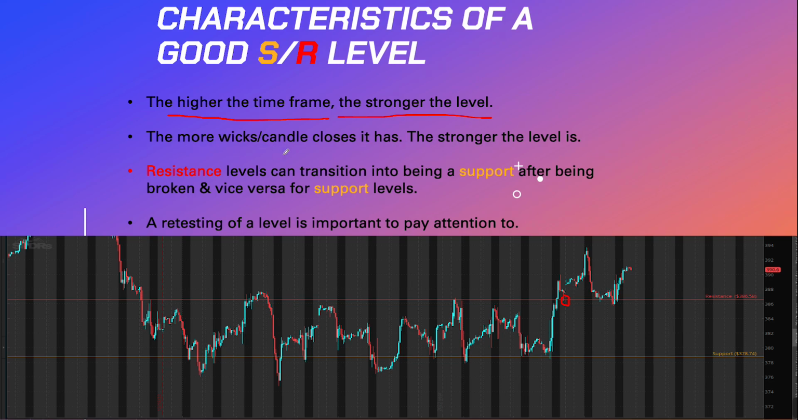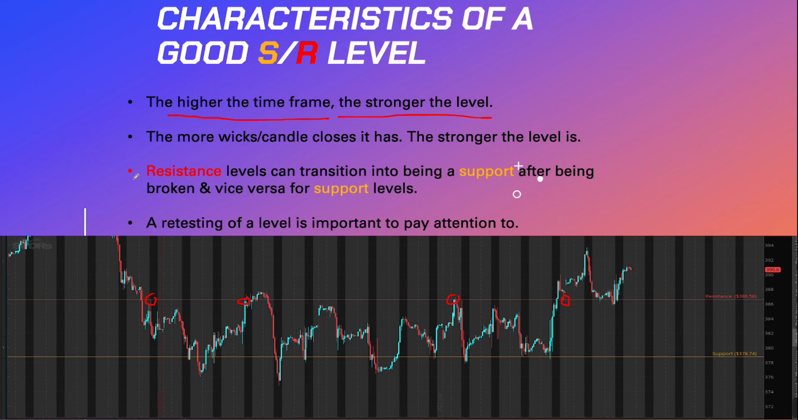The more the wicks and candle closes it has on a specific level, the stronger that level is as well. So the more times you see a lot of reaction at that level, the more times you see it close and get rejected or get closed right on it, that's showing a lot of strength. What I mean by that is look at this wick right here. It's showing that it closed right on it. Same thing with this wick. We touch right on it. Same thing with this. We close right on it. And so that's just showing a lot of confirmation that this level is really strong. There's a lot of either rejection or we're going to need a lot of buyers to break through it.